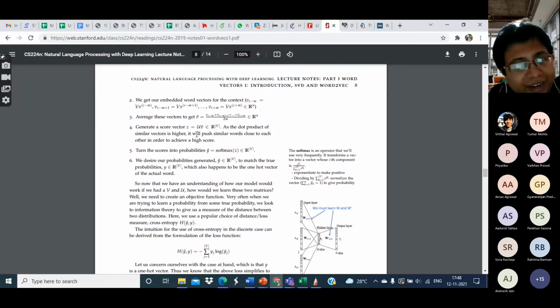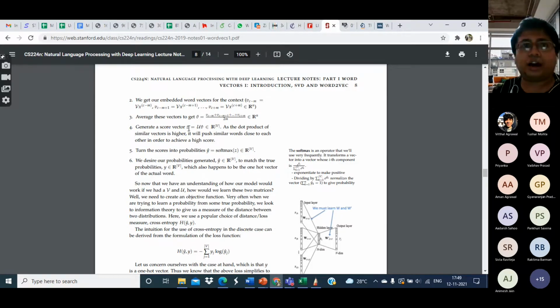That is, you have another matrix called U, and it's V cross D. Just like this V matrix was D cross V, similarly the U matrix is V cross D. So you pre-multiply the D-dimensional vector theta with it, V cross D times D, and you get back another V-dimensional vector Z.